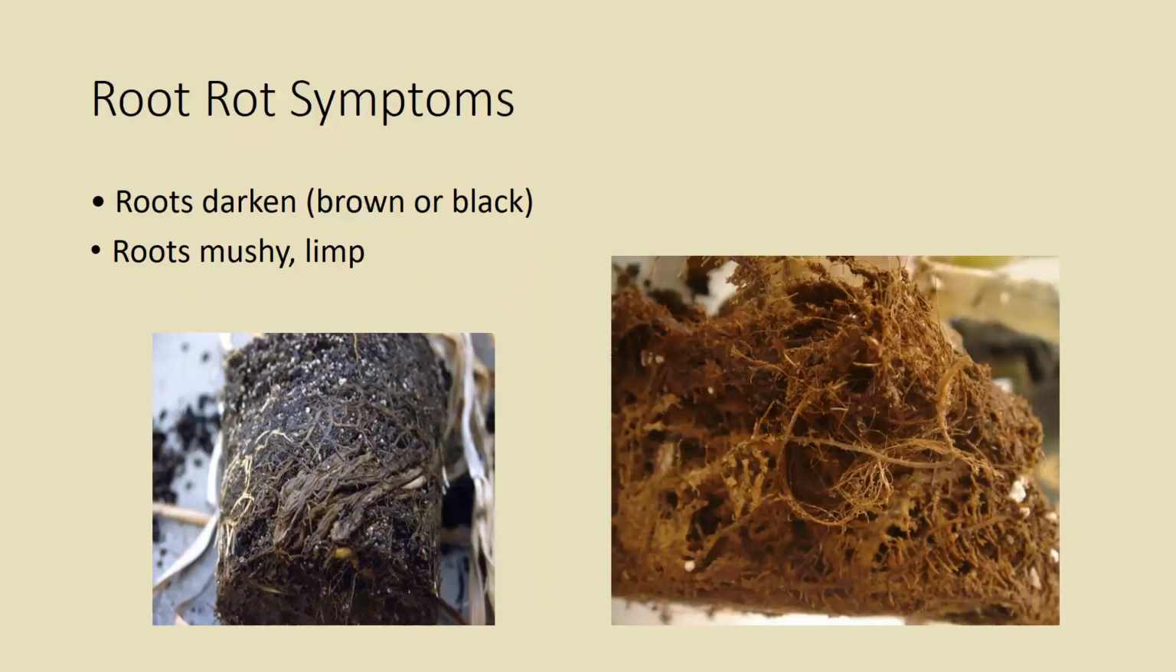These mushy, limp, dark-colored roots are another symptom of root rot. So you can knock a sick-looking plant out of its pot or dig up part of a plant in the garden to take a look at the roots. And you might find something like what you're seeing in these pictures.